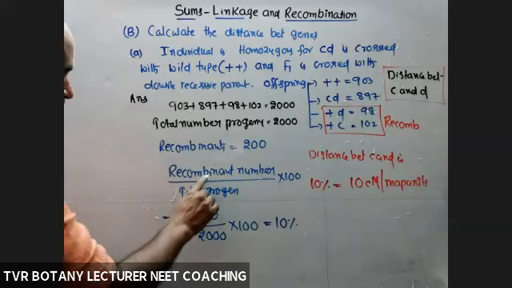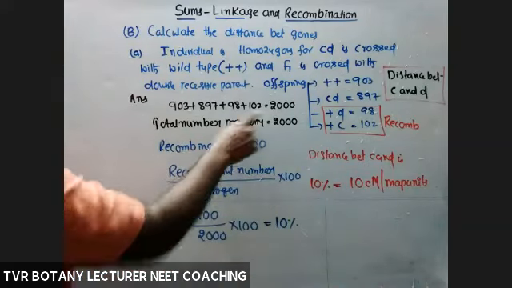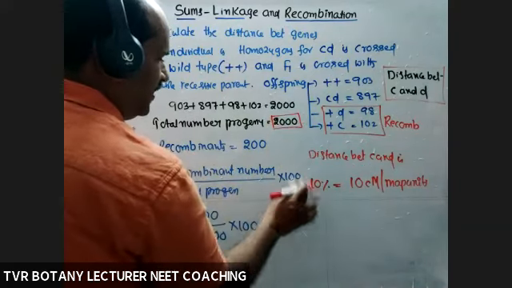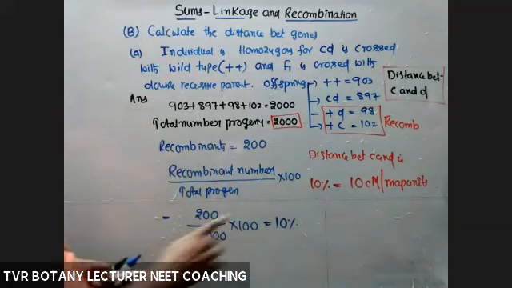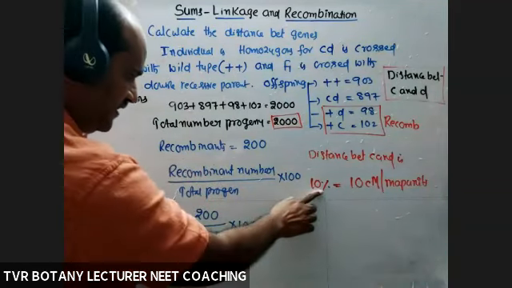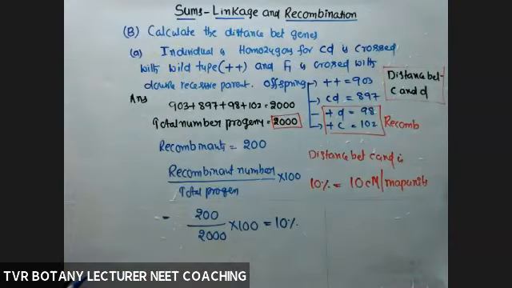Okay. So now decide the percentage of recombinants according to the given number of individuals. For that, total number of recombinants, 200, by total progeny, 2000, into 100, you'll get the percentage of recombination. So percentage of recombination is 10%. That is equal to the distance between the concerned genes. Okay. Is it clear?